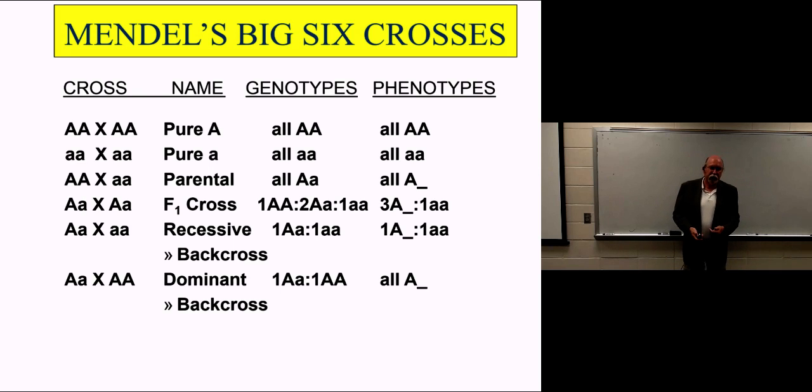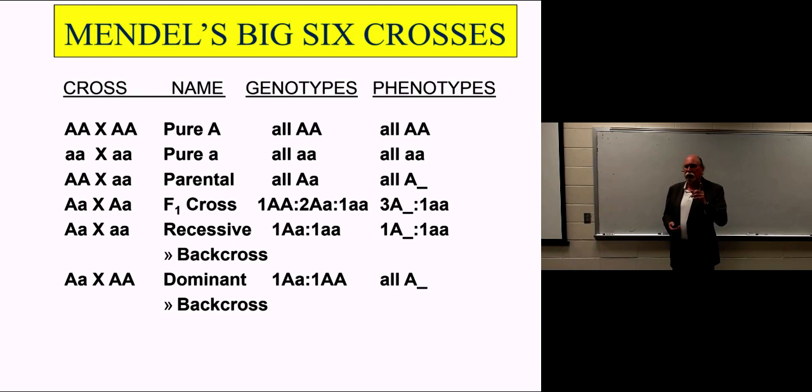Then you start to get the interesting ones. Pure breeding big A times pure breeding little a, cross that. That's a parental cross. We expect all of our progeny to be hets. We cross a het times a het, which we just did. We see that we get this 1 to 2 to 1 genotypic ratio, which under simple Mendelian logic turns into a 3 to 1 phenotypic ratio.